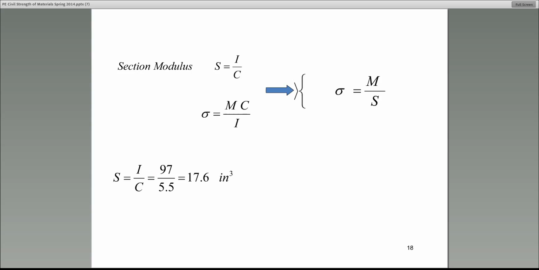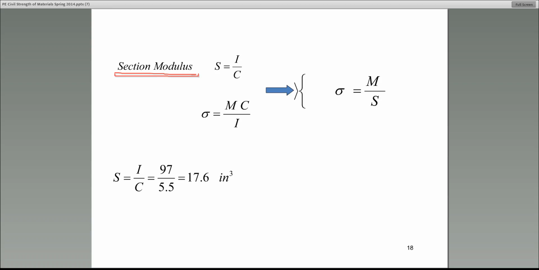Let's move on to slide number 18. Slide number 18 shows you the concept of what we call section modulus. Those of you who are structural designers, especially if you design steel structures, you are very familiar with this concept of section modulus.